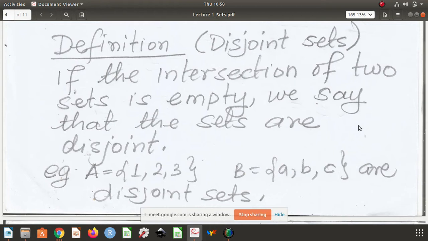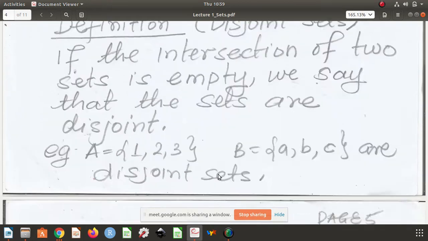So we define the disjoint sets. Disjoint sets are sets that do not have any elements in common. So that means the intersection is empty. Right? So A and B here are examples. 1, 2, 3 are the elements of A. A, B, C are the elements of B. They don't have anything in common. So the intersection is empty, and we say that these two sets are disjoint.